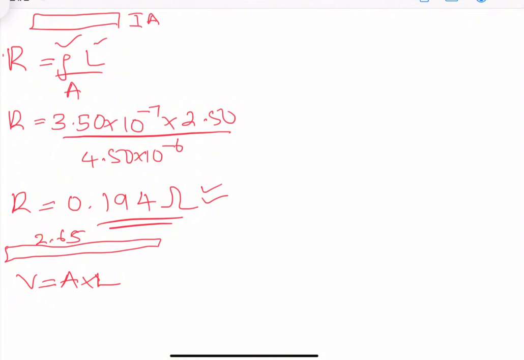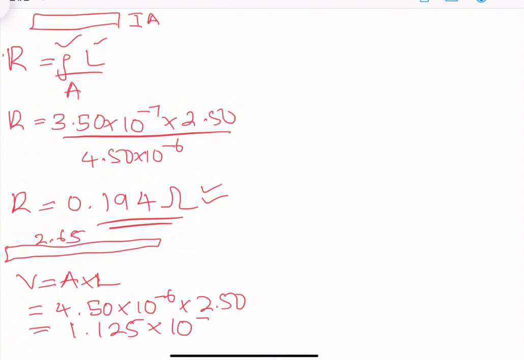But what was the volume initially? Before, it was the area of 4.50 times 10 to the power of negative 6 times 2.50, and we were given the volume here to be 1.125 times 10 to the power of negative 5, right? So previously, this was my volume, but now I've increased this length, meaning this L has gotten bigger. So this A has to change somehow for the volume to remain constant, right?